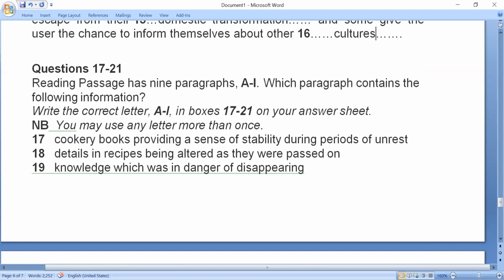Reading passage, paragraphs A to H. Which paragraph contains the following information? Write the correct letter in boxes 17 to 21 on your answer sheet. Presentation, daily routine, cultures. Presentation, daily routine.